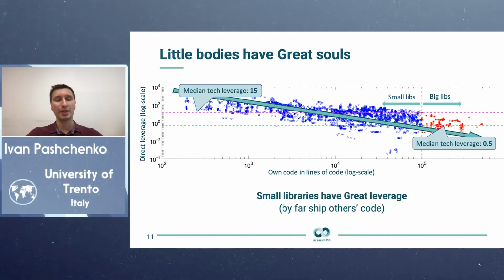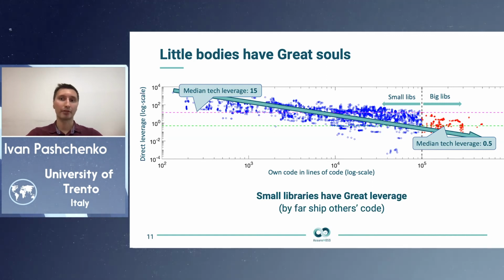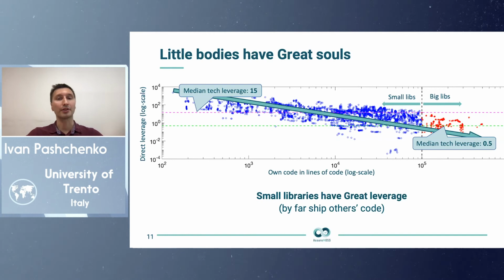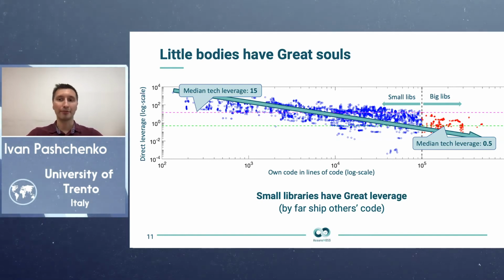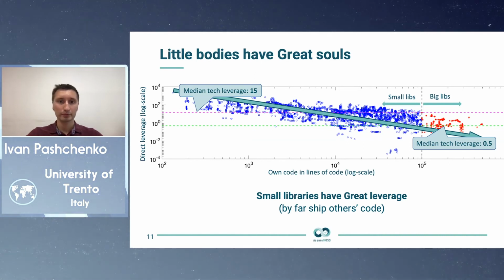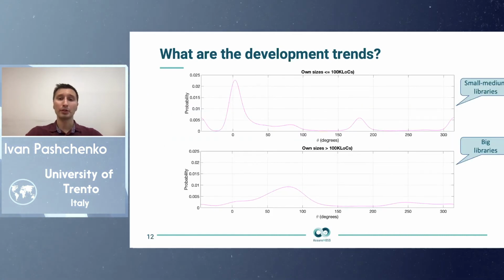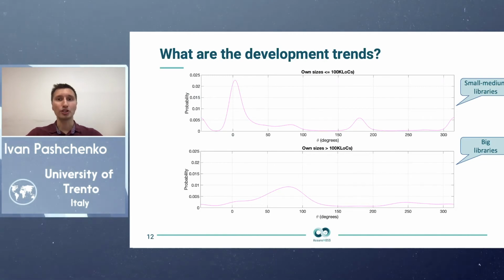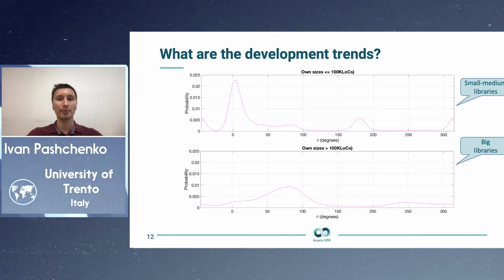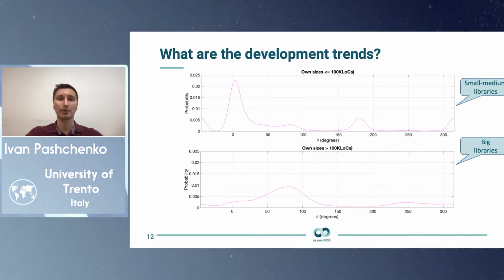So rephrasing the idiom, little bodies have great souls, we observe that small libraries have great leverage. Or in other words, they by far ship others' code. Last but not least, we will see how the change direction metric allows us to understand the development trends in both small, medium, and big libraries.